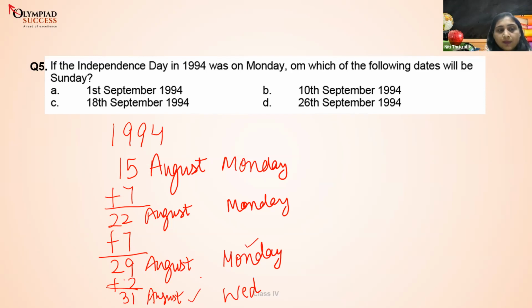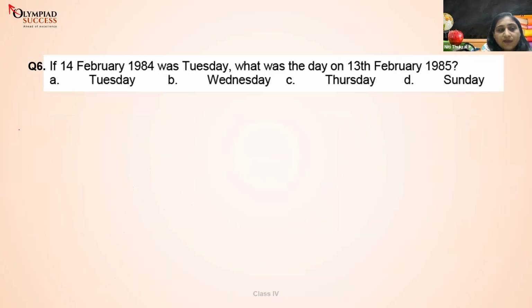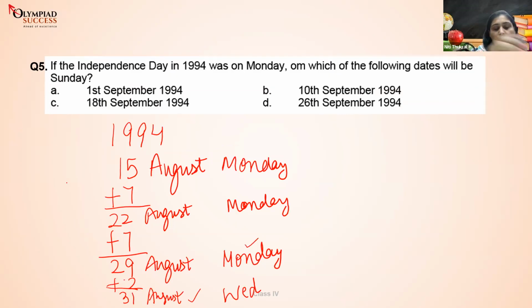So now let's see, plus five. Now, when we will add, now 5th September. On 5th September, it's again Monday. Now we will add 7 to it. We will get 12th September as Monday. So now see, Sunday is coming where? They are asking whether 10th September is a Sunday. No, 11th September is a Sunday, right? So we cannot take that.